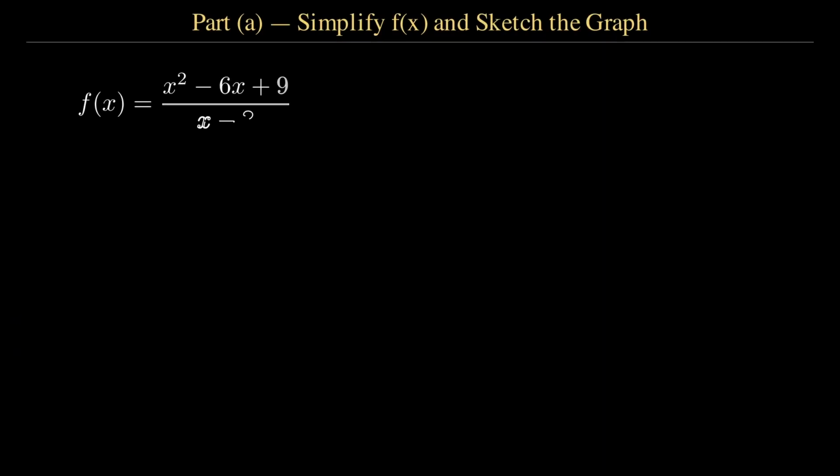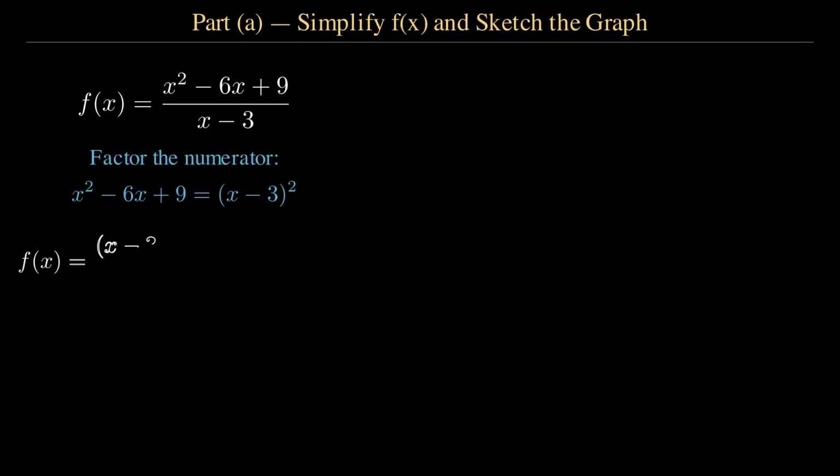Part A, before we sketch, let's simplify f. Look at the numerator, x squared minus 6x plus 9. We need two numbers that multiply to 9 and add to negative 6. That's negative 3 and negative 3. So it factors as (x minus 3) all squared. That gives us f of x equals (x minus 3) all squared over (x minus 3).